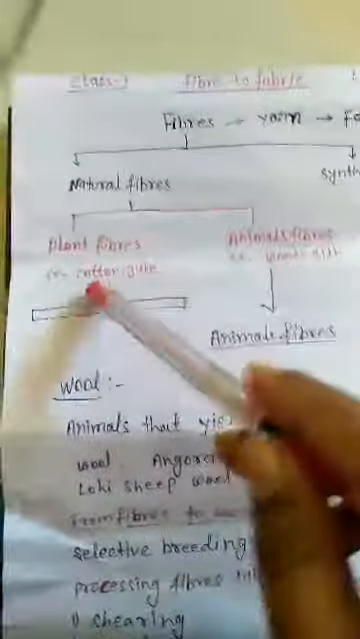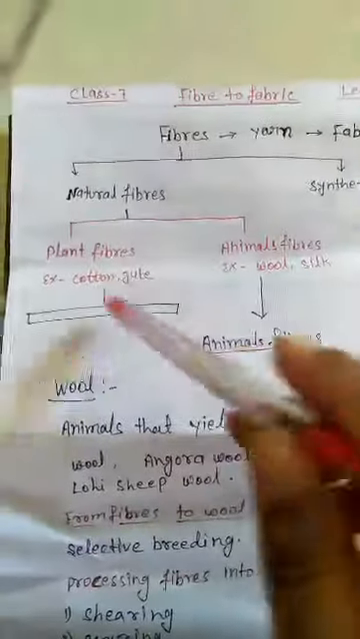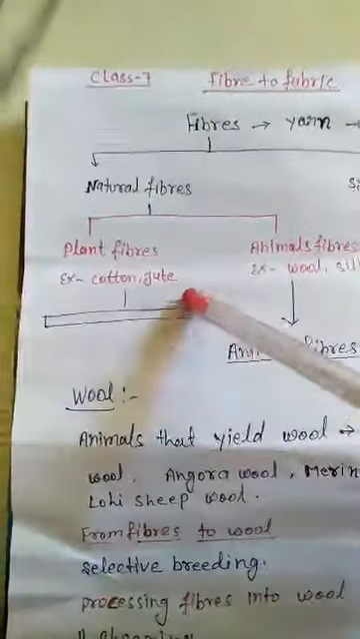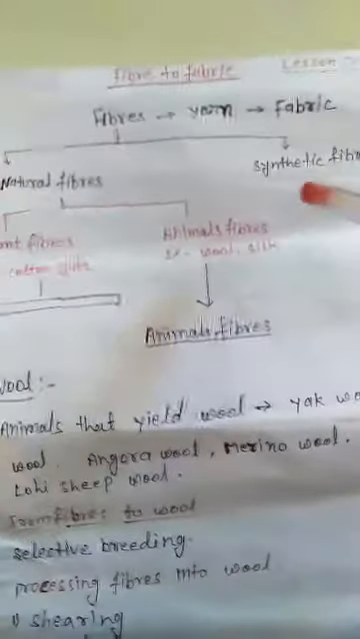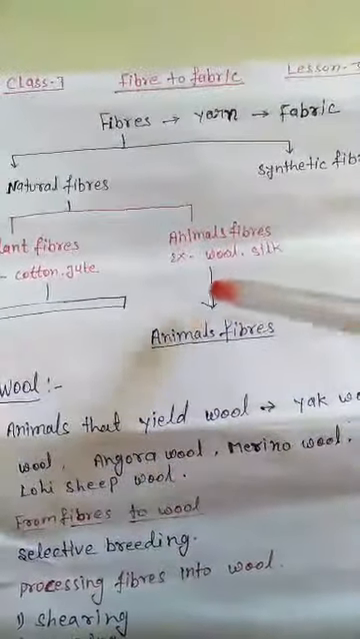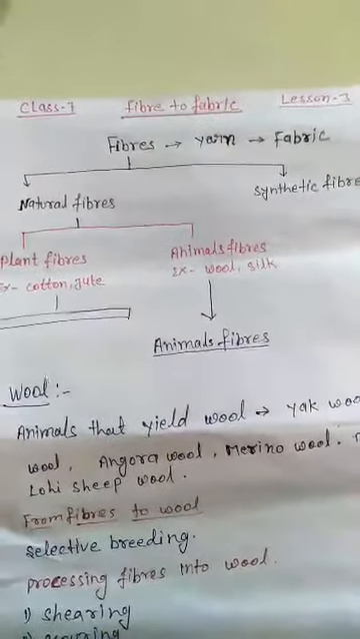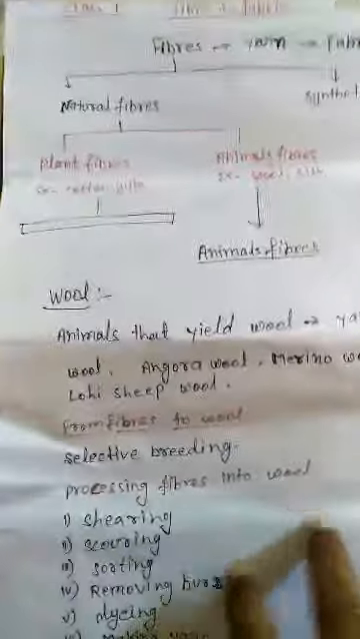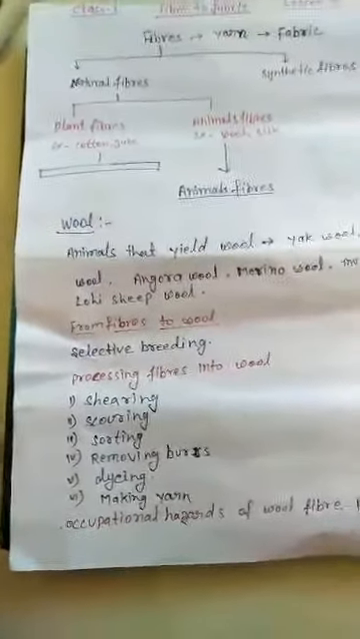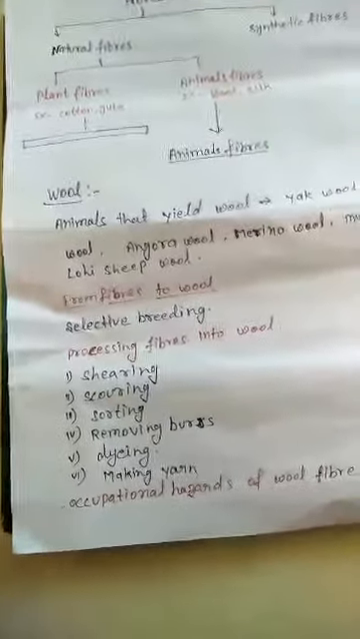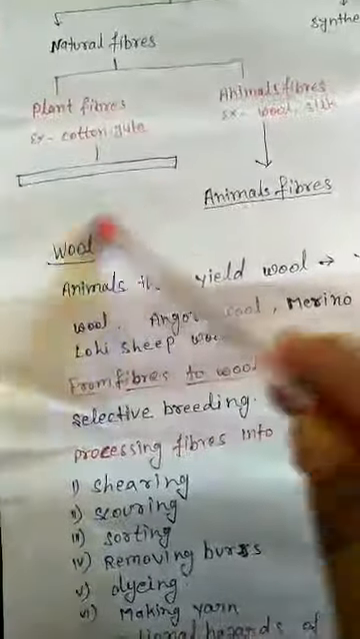Natural fiber is divided into two groups: plant fibers and animal fibers. Plant fibers are the fibers we obtain from plants, like cotton and jute, and animal fibers are the fibers we obtain from animals. In this chapter we will discuss the fibers obtained from animals, like wool and silk. First of all, I am going to explain about wool.